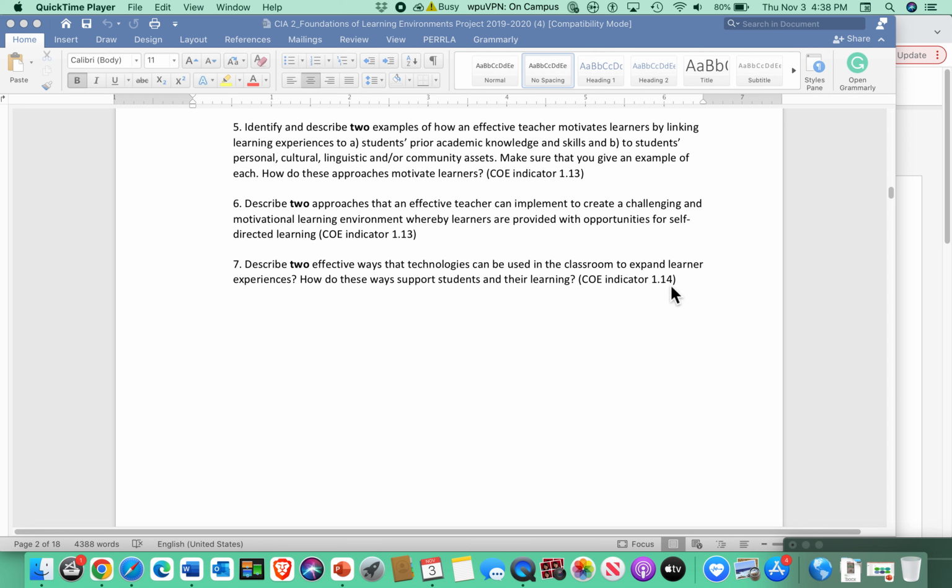Number 6. Describe two approaches that an effective teacher can implement to create a challenging and motivational learning environment whereby learners are provided with opportunities for self-directed learning. Okay, so in what ways, how do you teach out of the box? Two approaches that an effective teacher can implement to create a challenging and motivational learning environment.